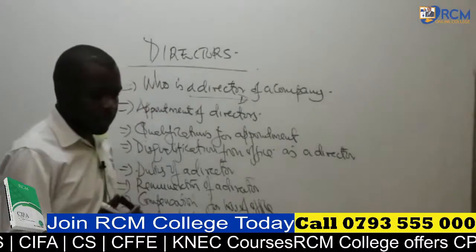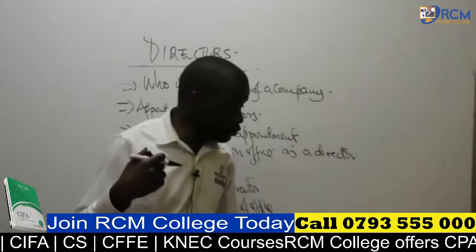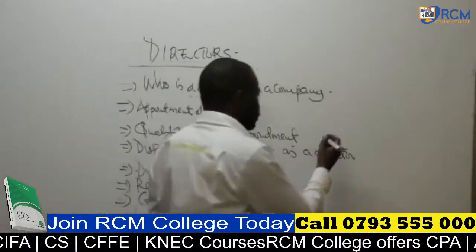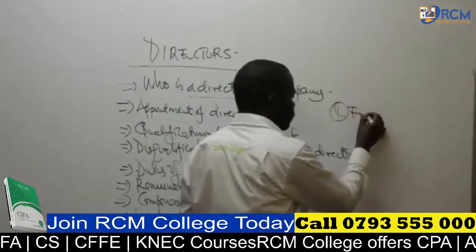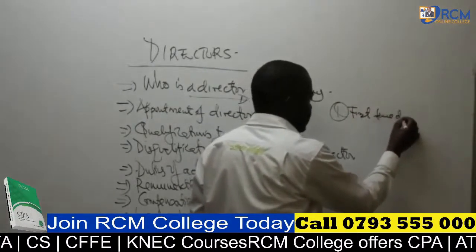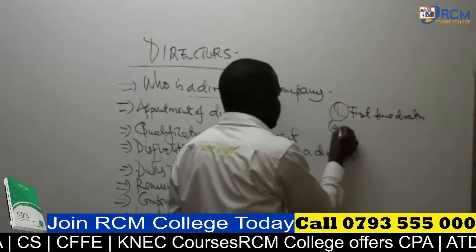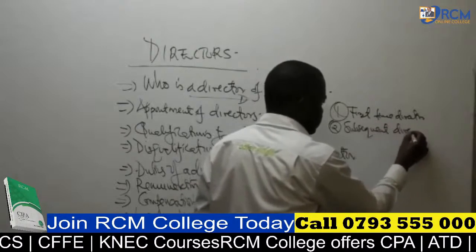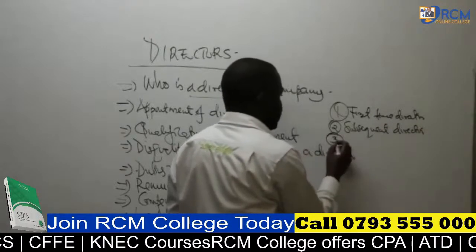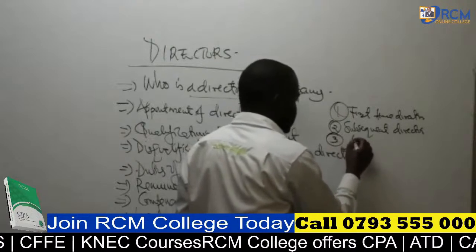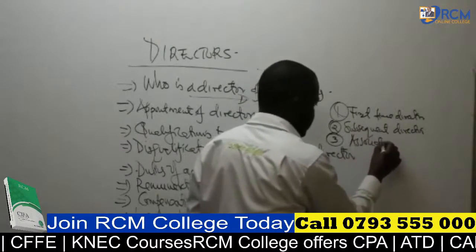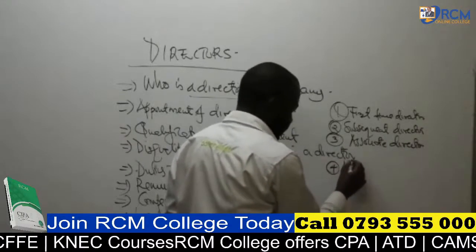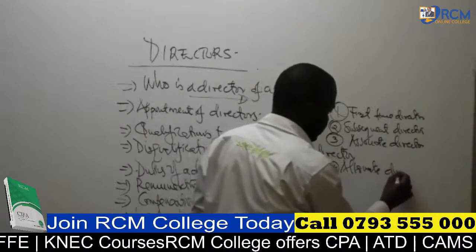So you as a person, you can find that you've become a director in a company under several circumstances. For example, in this case, you could be a first-time director. You can be a subsequent director. You can be an associate director. You can be an alternate director.